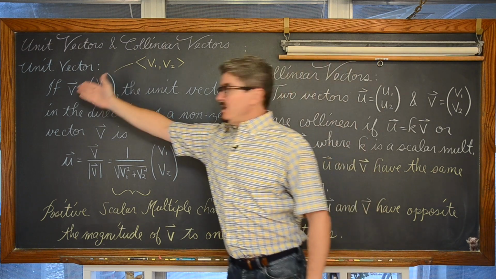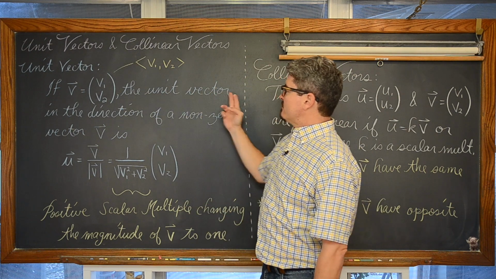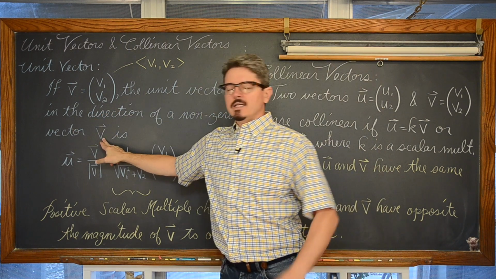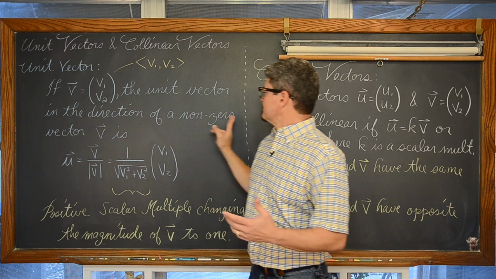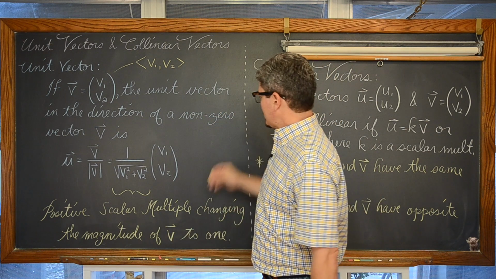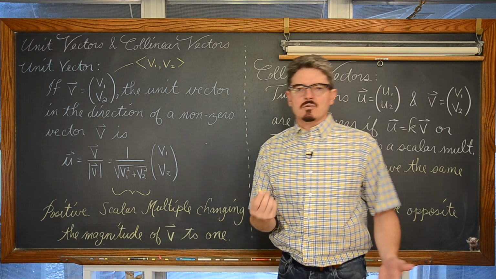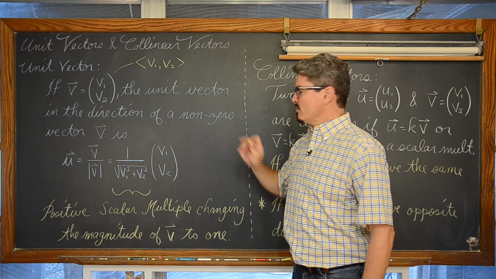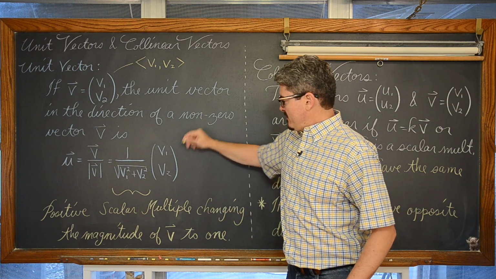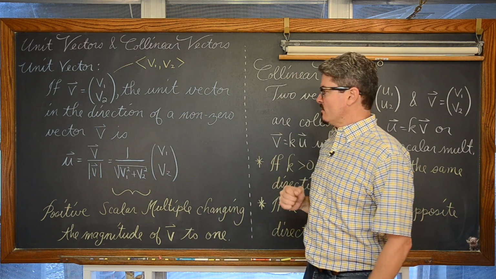Well, if vector v is some type of vector, then the unit vector in the direction of a non-zero vector v, a non-zero vector, not a trivial vector. Remember, vectors are directed line segments, and a zero vector is just a vector where the initial point and terminal point are the same. Therefore, it can't be a directed line segment. It can't have direction. Therefore, we have to be looking at a non-zero vector v.